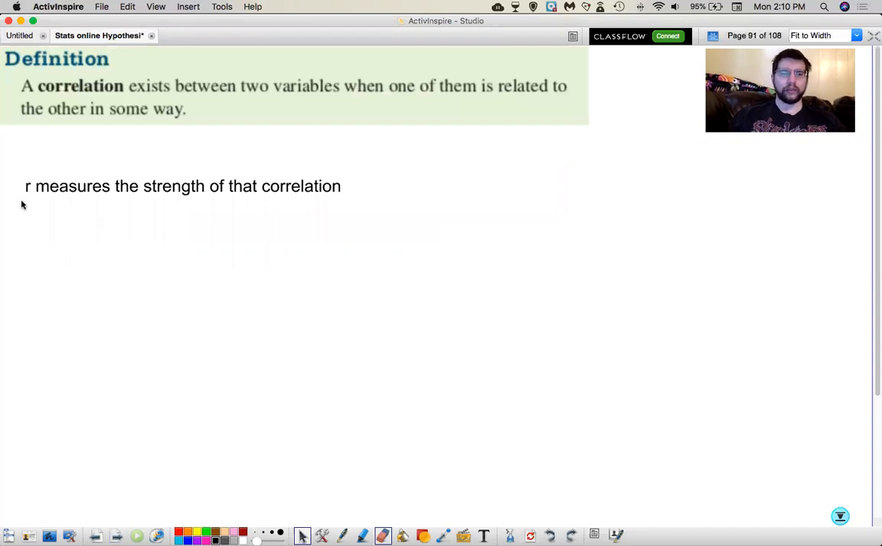So again, R measures the strength of correlation. If one variable is somehow related to another variable, then that's called a correlation. In this class, we're only going to be looking at linear correlations. It's possible that they have other kinds, but in this class, we're only considering a correlation if it's linear, and that's what R measures, a linear correlation.